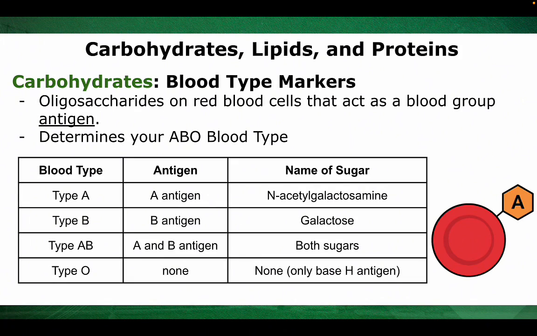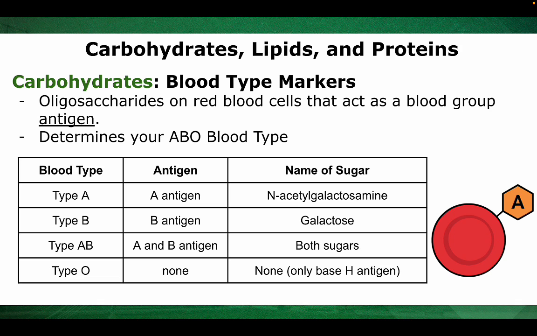So now let's first talk about the carbohydrates. Blood chemistry is interesting because it's one place where carbohydrates, lipids, and proteins all work together on the surface of the red blood cell. So oligosaccharides on the red blood cell surface act as blood group antigens. These sugar chains are like labels that tell the immune system what type the cell is. Your ABO blood type depends on which sugars are present. For example, if you're type A, you have the A antigen, and the sugar present is called N-acetylgalactosamine.